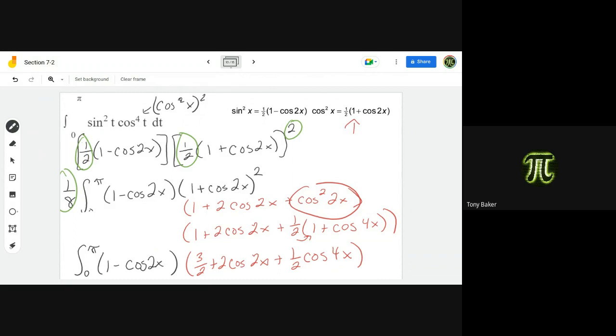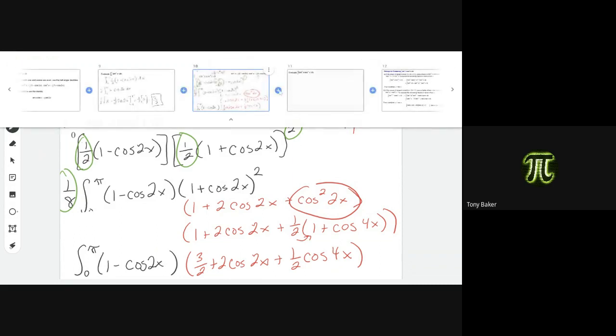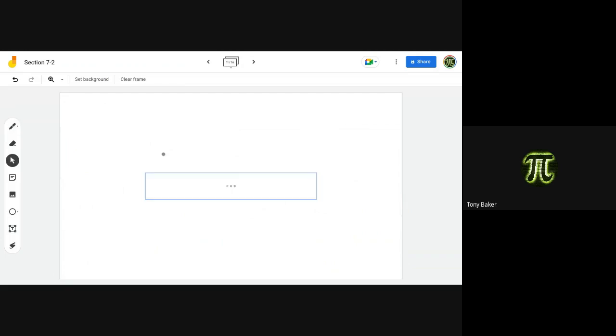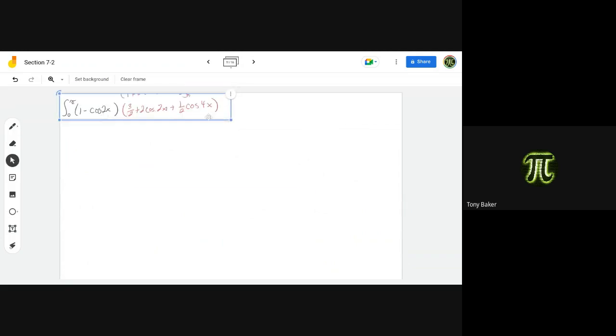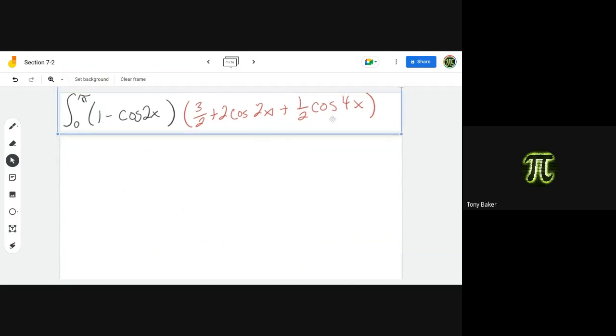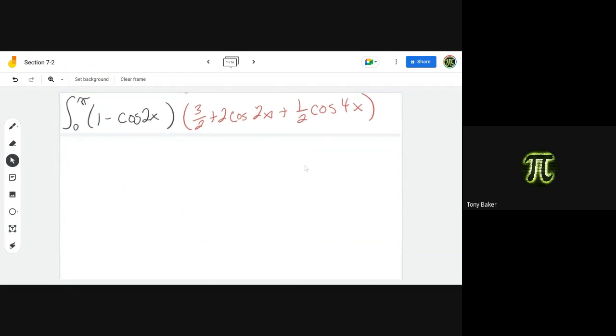So we're here. I'm running out of space. I need another slide. All right. So I now still have to multiply this, right? Okay, let's see what we got. I don't think this is coming out nice. So we might have to try a different way.